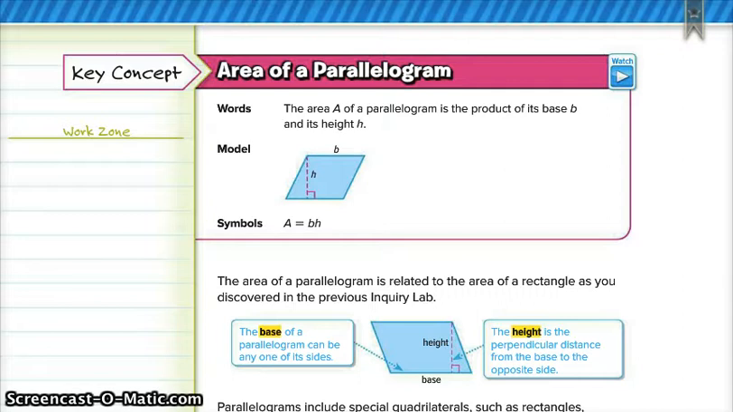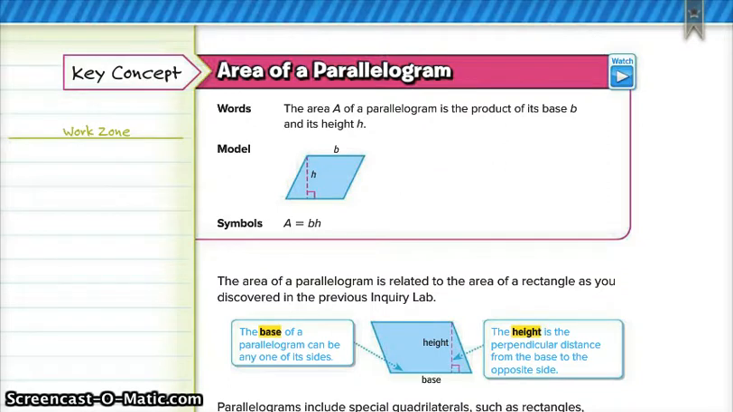So in words, it says the area A of a parallelogram is the product, so we're multiplying, of its base B and its height H. So anytime that you're looking at the base and the height, you need to understand that your base and height have to create that right angle, such as shown in the picture. You cannot use the slanted sides as your actual height because they are forming a slant or they are diagonal.